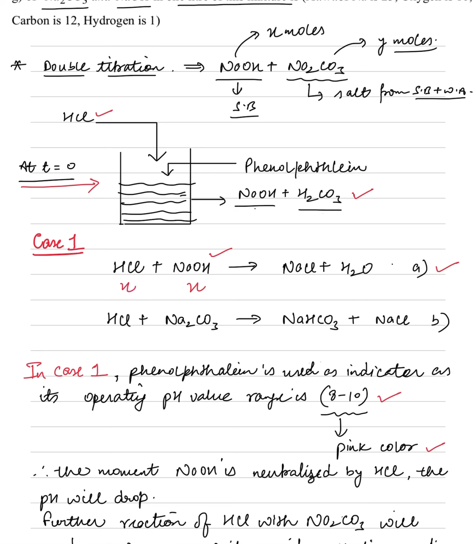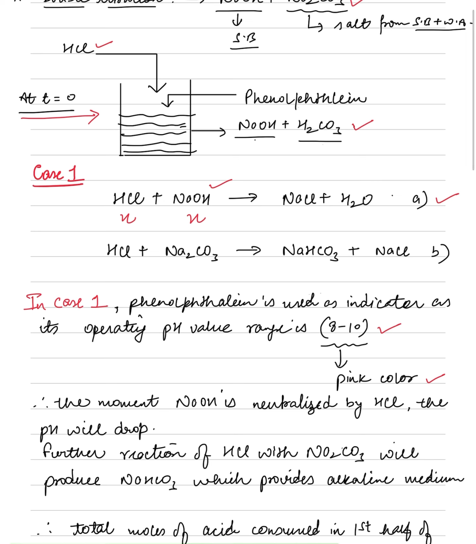Now once the NaOH is totally consumed, we shouldn't forget that the solution also contains Na2CO3. The moment NaOH is consumed, what will happen? The pH value will go down, right? The pH value will drop because NaOH is basic in nature. So if the base is neutralized, the value of pH will go down.